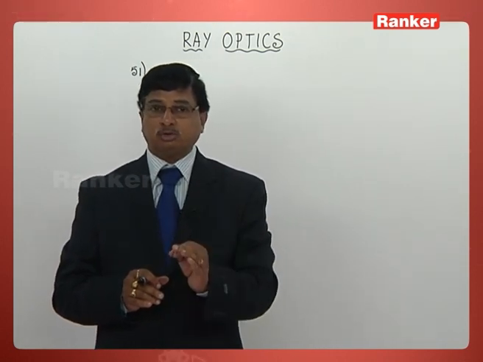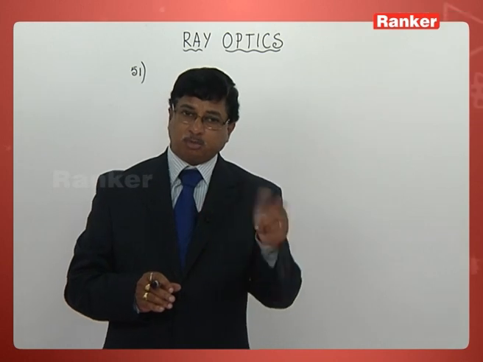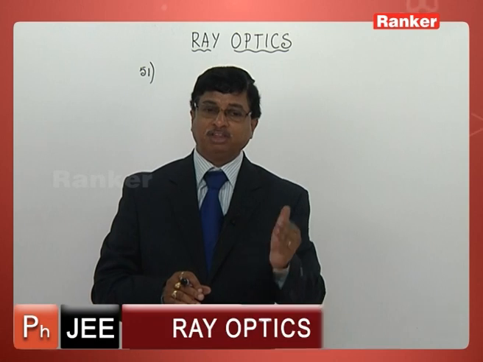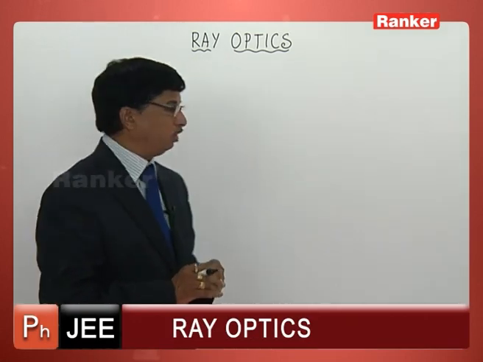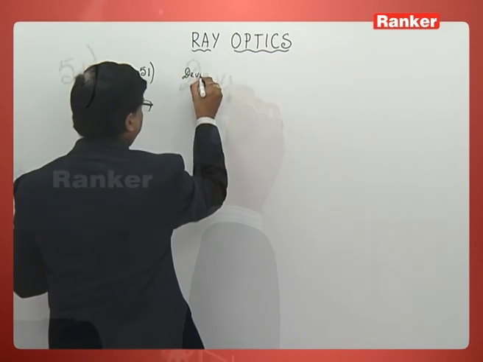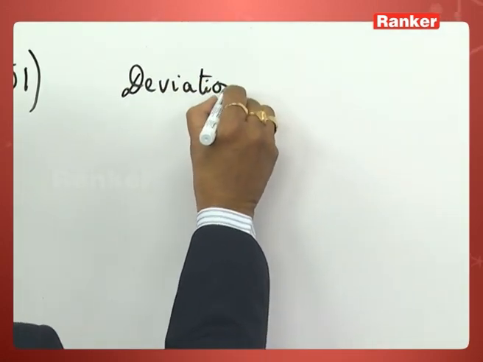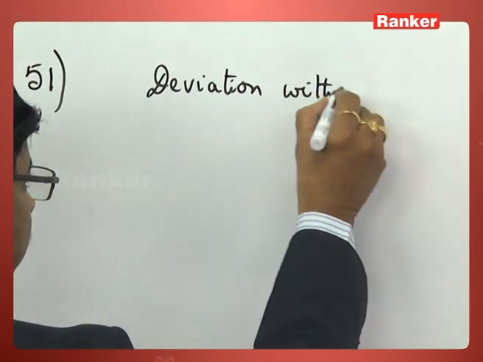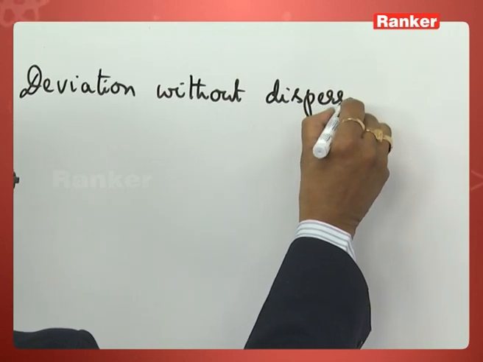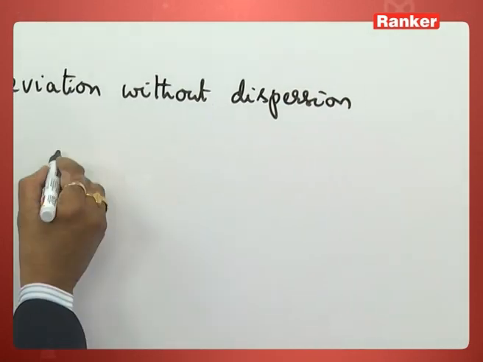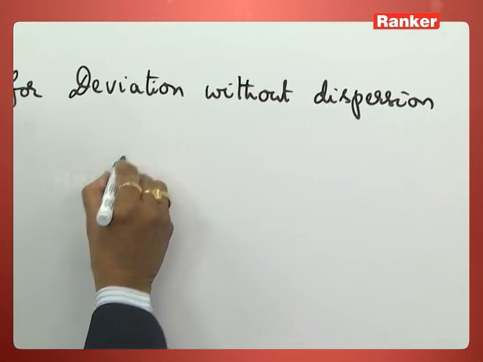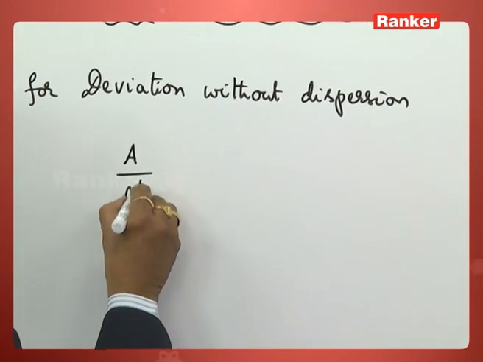Dispersion is 0. That means what? Deviation should be there, but not the dispersion. So we have to take the deviation without dispersion condition. I write that here: deviation we should have without dispersion. That is the condition. What is the condition for that? For deviation without dispersion, A by A dash.